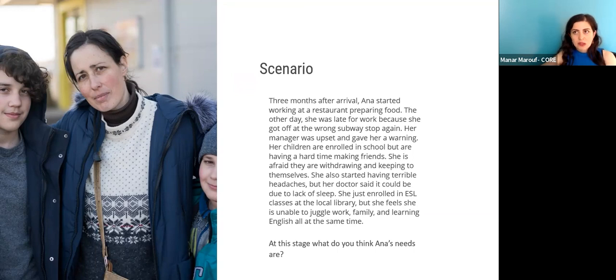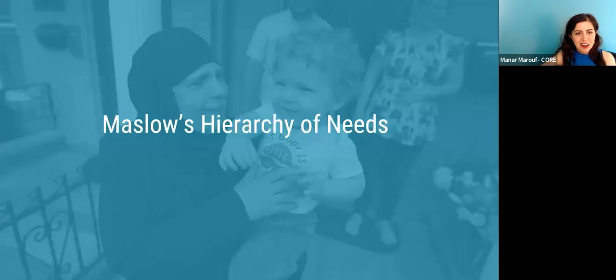So as you can see, even after 3 months of being in the United States, Anna still has a lot of needs. And for us as service providers to better understand newcomer needs, I thought it would be a good idea to look at that through a framework called Maslow's hierarchy of needs. In this hierarchy, which is a pyramid, Maslow, who was a psychologist, categorizes human beings' needs by levels to understand what motivates them to behave in a certain way.